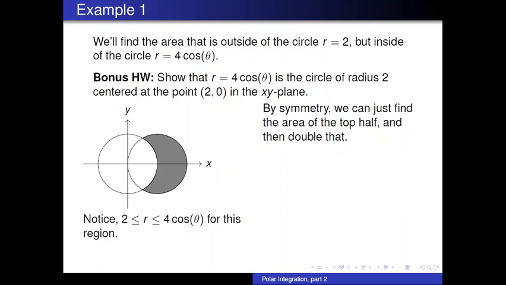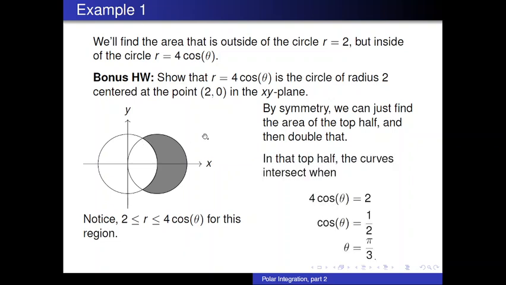Okay. So we can actually save ourselves a little bit of work here because we know that this line, the x-axis, is just theta equals 0. And we can see that there's some symmetry here. So we really just need to find the area of this top portion and then double it. So we do have to do a little bit of work, though, to find the theta value for this point of intersection. So let's see that.